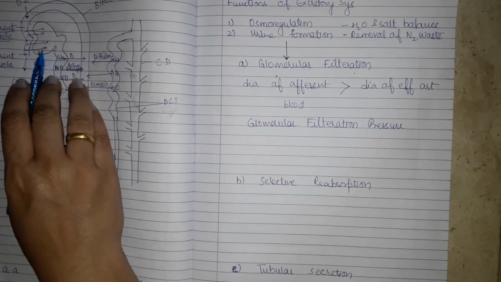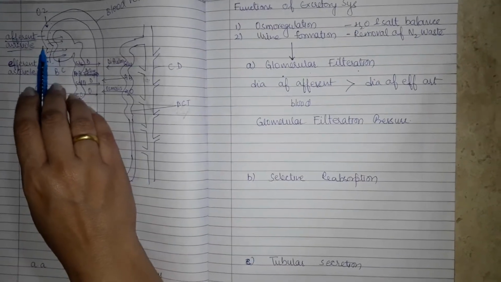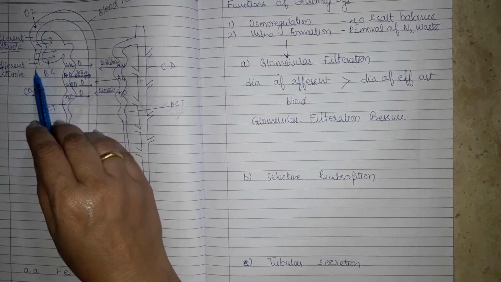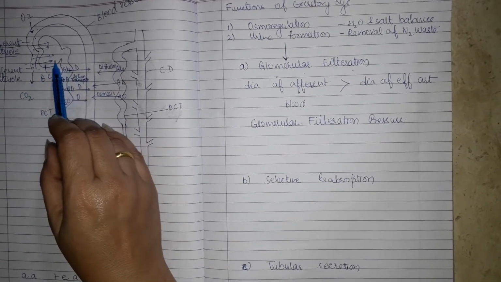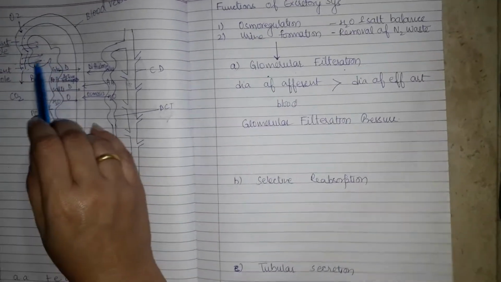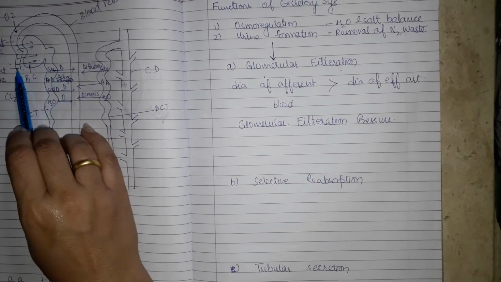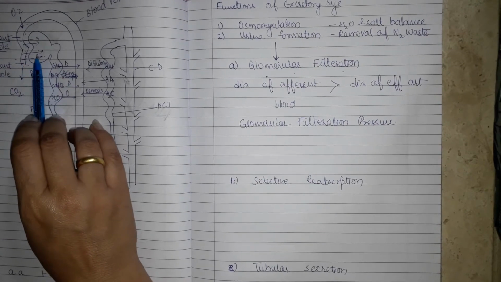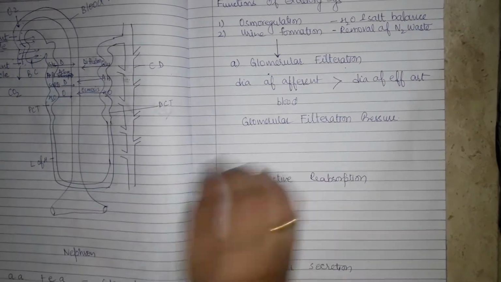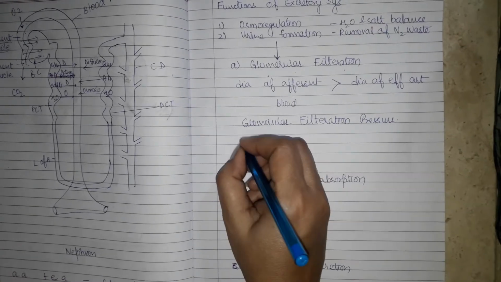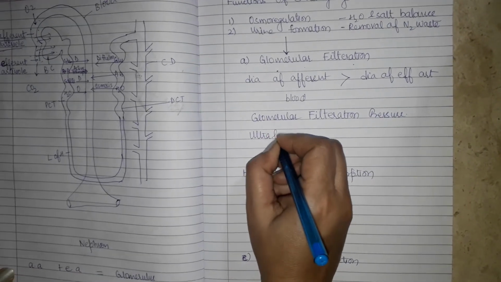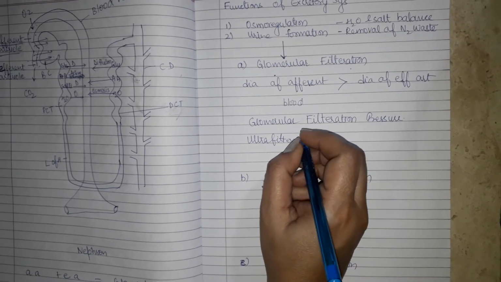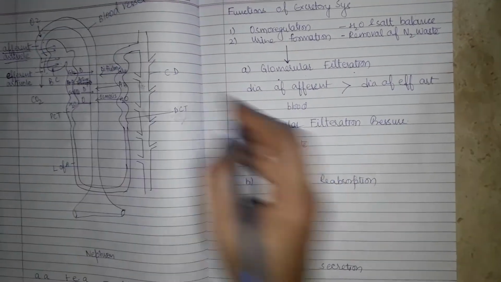Because of this pressure, the blood filters and it enters inside the nephron. सब कुछ फिल्टर हो सकता है, लेकिन क्या फिल्टर नहीं होता? इसमें से RBCs, WBCs and platelets, they are not filtered. बाकी जो substances हैं, they can get filtered through this glomerulus and they enter into the Bowman's capsule. The filtered fluid inside the Bowman's capsule is called ultrafiltrate. अब इस अल्ट्रा फिल्टरेट में क्या क्या हो सकता है, क्या क्या फिल्टर होके आ सकता है?